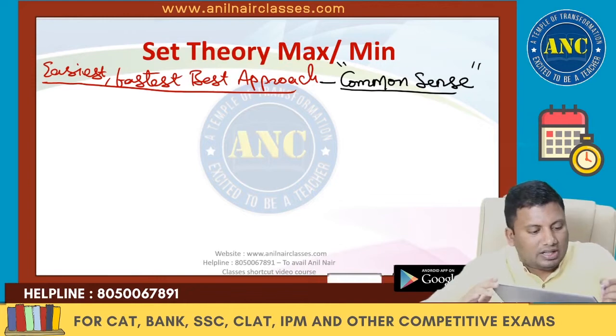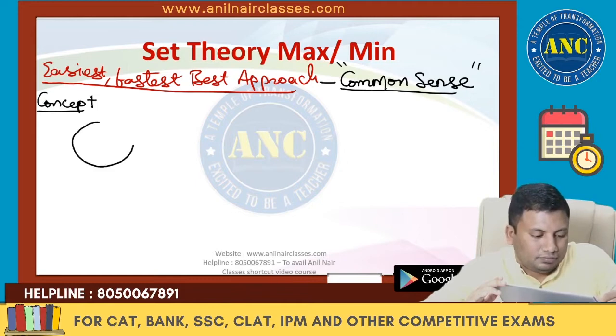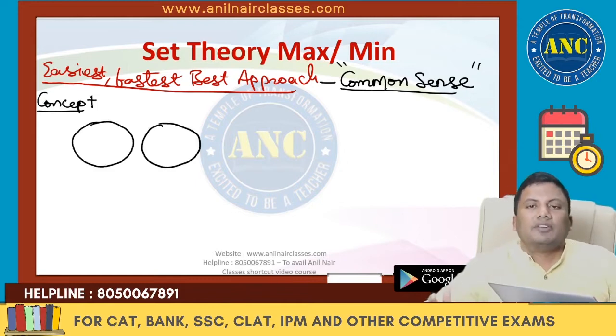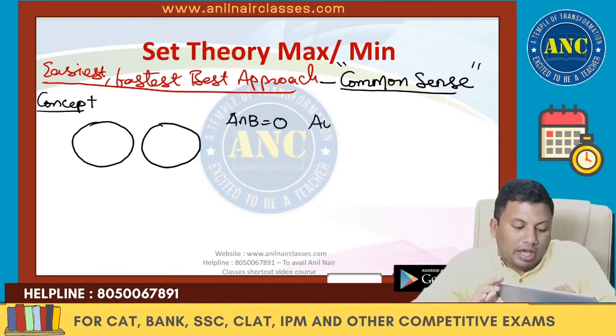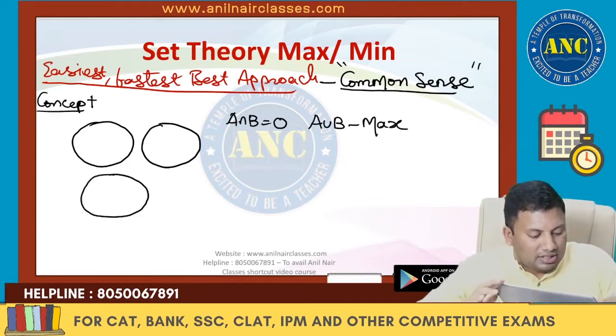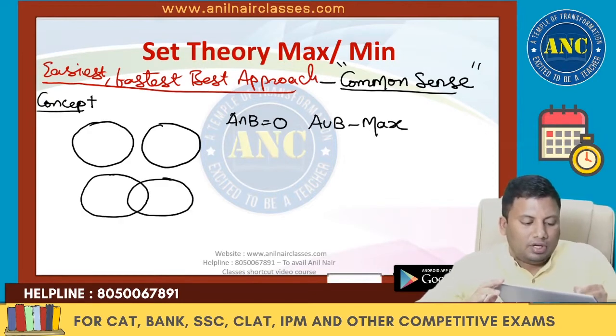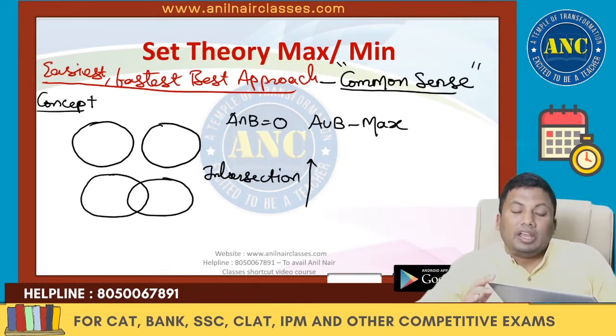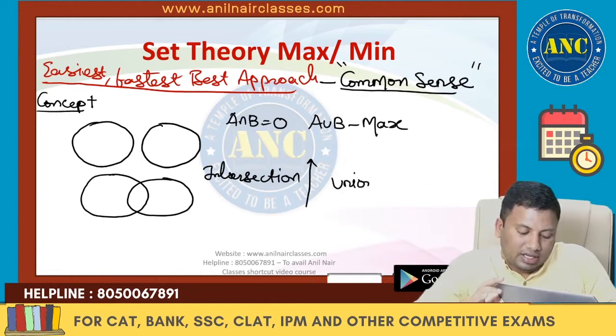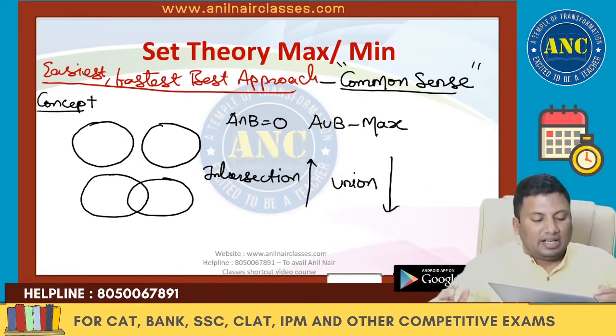Now, see the concept. Observe these two circles which are far. If they are far, can I say that A intersection B is 0 and A union B is maximum. Observe these circles coming and colliding. The intersection value is increasing. If the intersection value is increasing, the union value is decreasing.